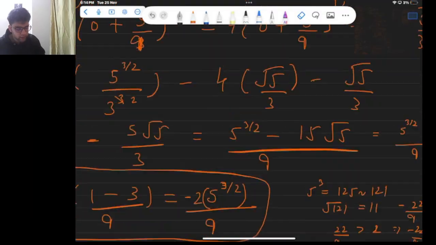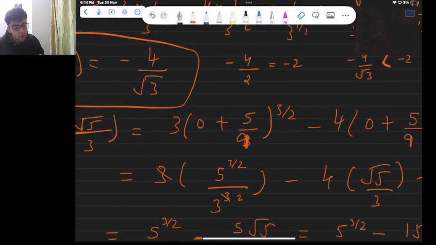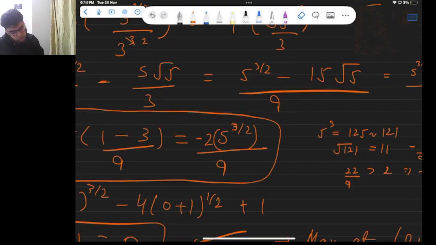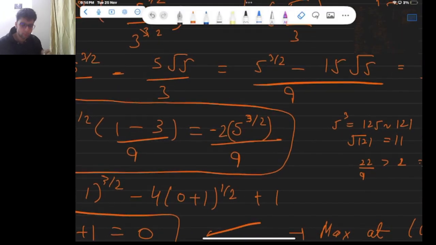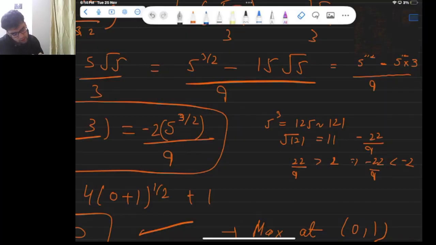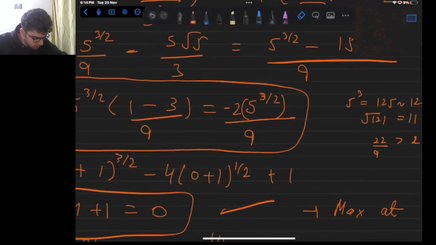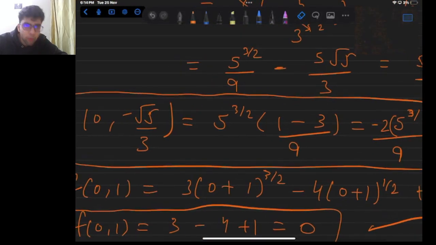So now we need to find the exact values of 4 upon root 3 and minus 2 into 5 to the power 3 by 2, right? Now we need a calculator to find the exact value. Let me just check on the internet and see what's the exact value, and I'll write the final answer then. So I feel that this will be the least value, 0 comma root 5 by 3.